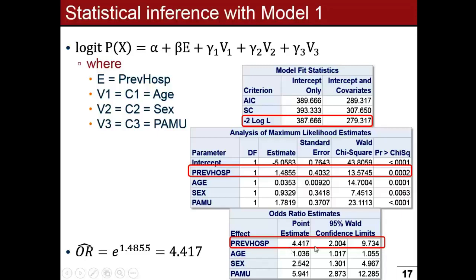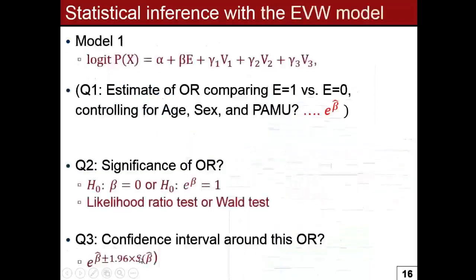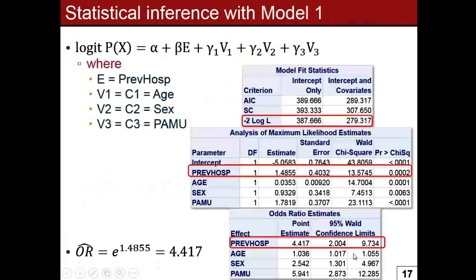And so here, 4.417 is the point estimate. And by the way, this is the Wald confidence interval, which you would get from this formula. If you did e to the beta hat plus or minus 1.96 times the standard error of beta hat, you would get exactly this. You would use these two pieces to do that. So 0.4032 is the standard error of that estimate around previous hospitalization, right? The standard error represents the uncertainty with which we are estimating this. You put those two pieces together and bam, you've got a confidence interval.